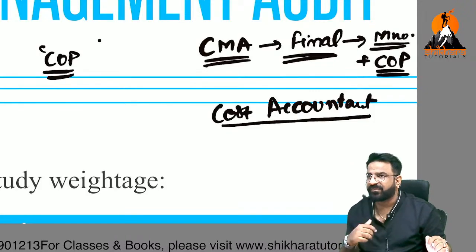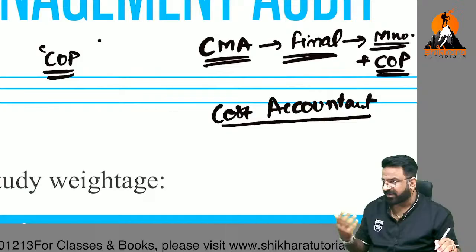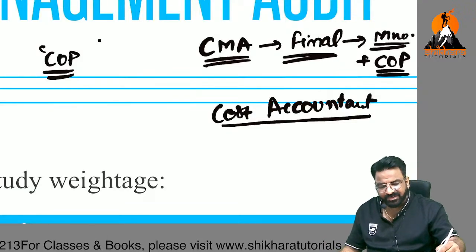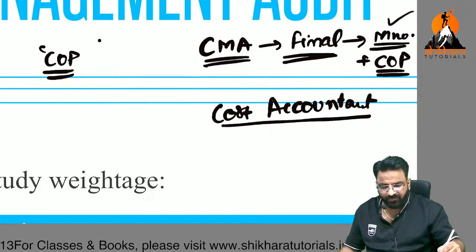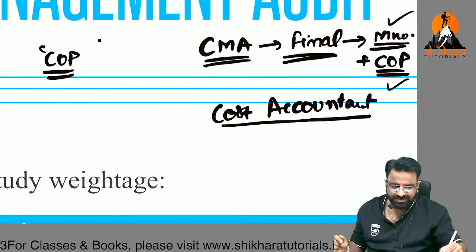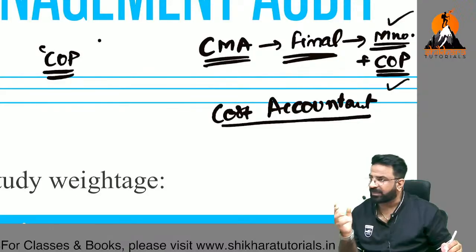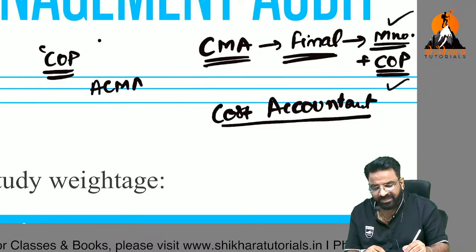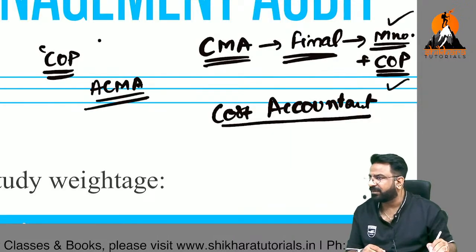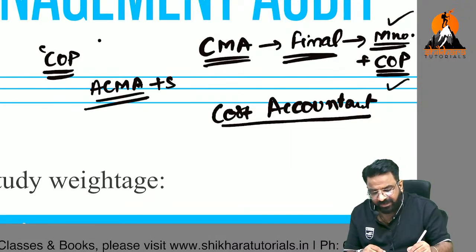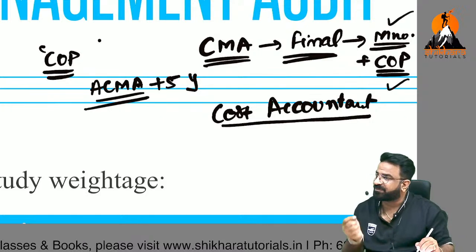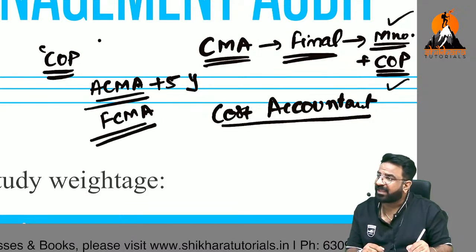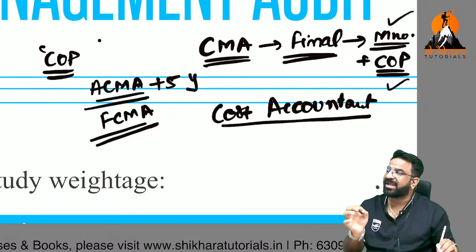When your convocation takes place after getting qualified, before or after the campus placement, they ask you to hold a membership number. For that you need to pay separately. For the COP you need to pay separately. Once you pay for COP, you will be called an ACMA, Associate Cost and Management Accountant. And once you complete 5 years of continuous practice, then you can call yourself an FCMA, Fellow Cost and Management Accountant.